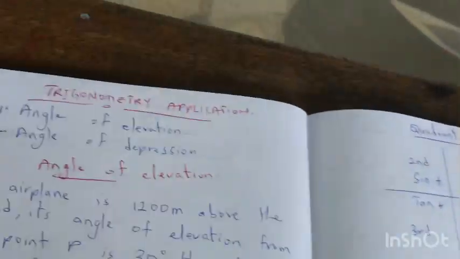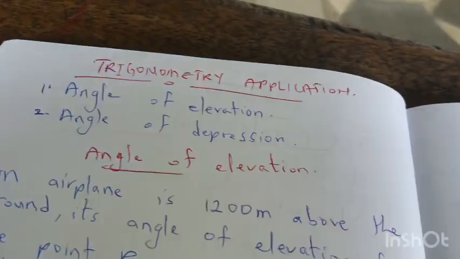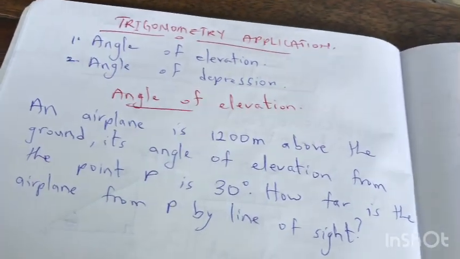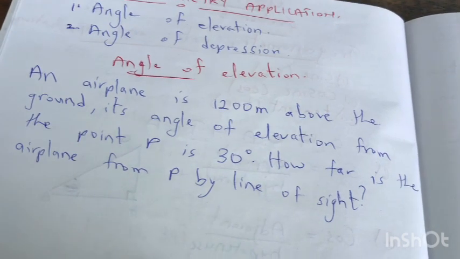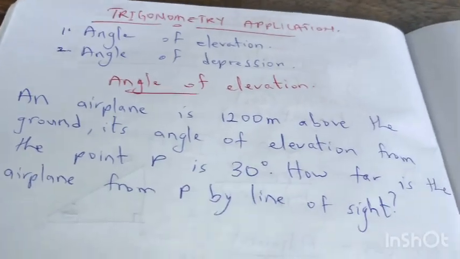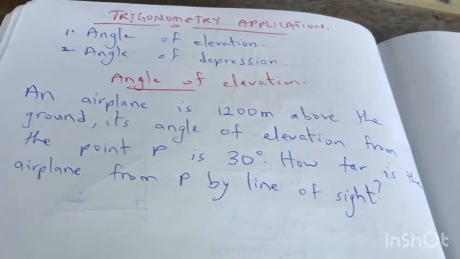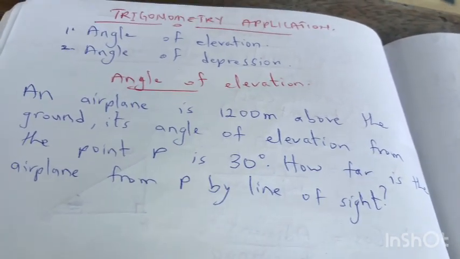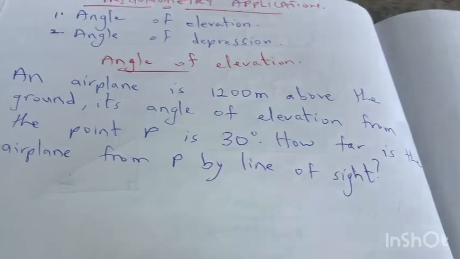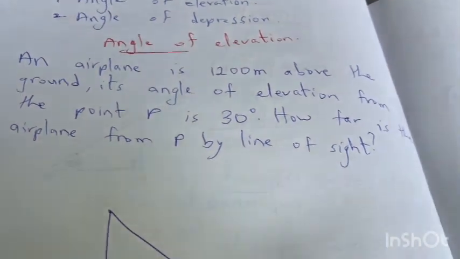Now we have trigonometric applications: the angle of elevation and the angle of depression. Let's look at only one question on the angle of elevation. Mostly the question is a little bit strange, but you make it simple by drawing a right angle. Every angle of elevation or depression has a right angle in it, so put that there. This is my right angle.